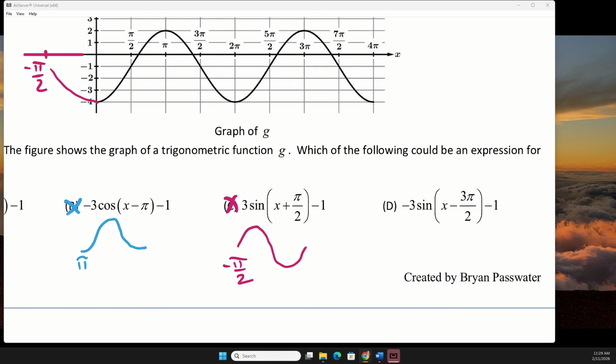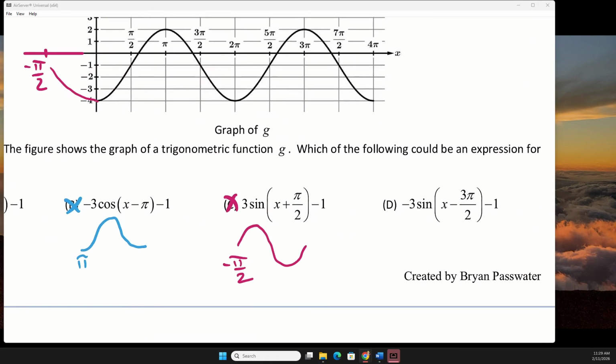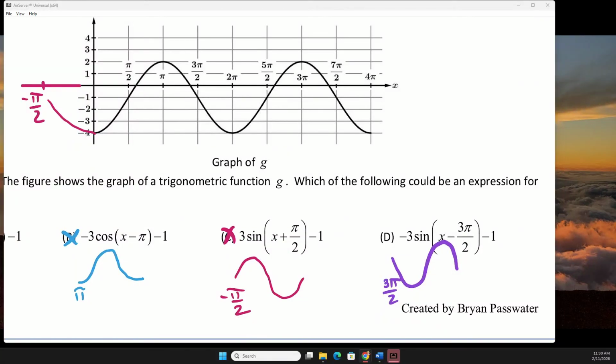We got one more choice. Where is this one going to start? Positive 3 pi over 2. And because it's negative sine, it's going to be an upside down sine starting at 3 pi over 2. So starting at 3 pi over 2, does it look like an upside down sine? Thank goodness, it does. So yeah, very, very tedious. I think these are some of the most difficult multiple choice questions that you will have to do. There's just so much you have to remember.